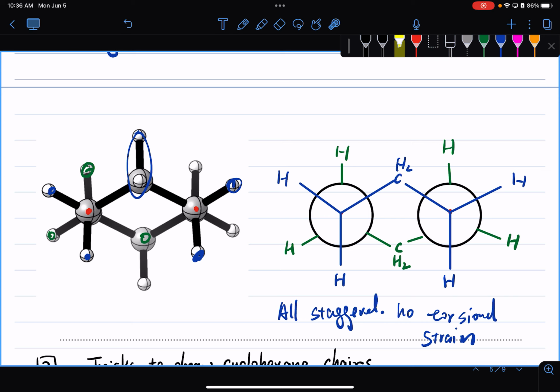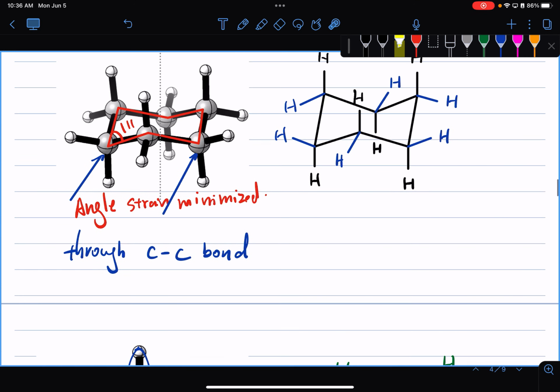Yes? Can you just go over again where the strain is not in the chair conformation? This one is given. I'm telling you that angle is about 111. It's not just some random value. In the normal tetrahedral, you have an angle around 109.5. The 111 and 109.5 are really close to each other. That's why your angle strain is minimized. This information is provided on the figure.